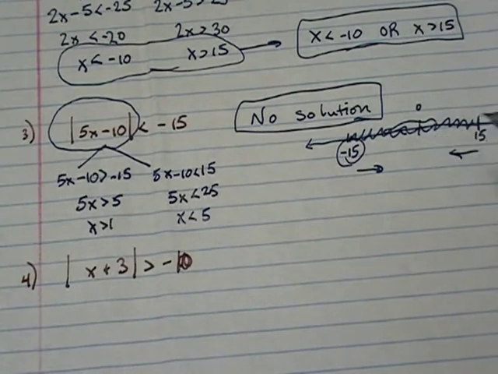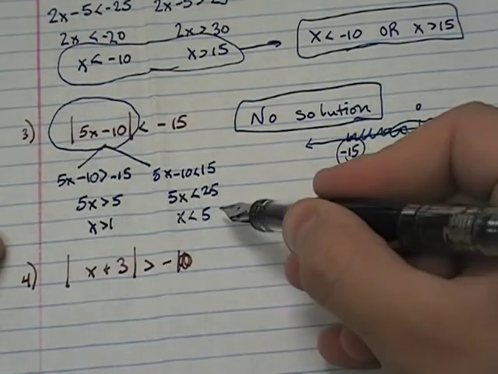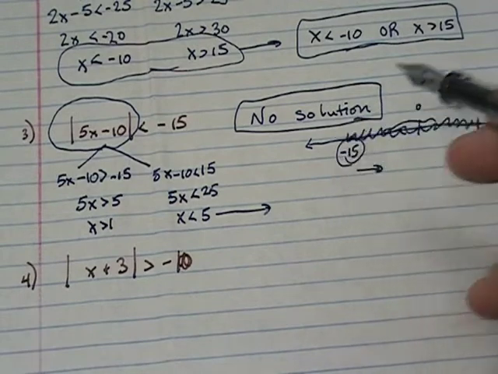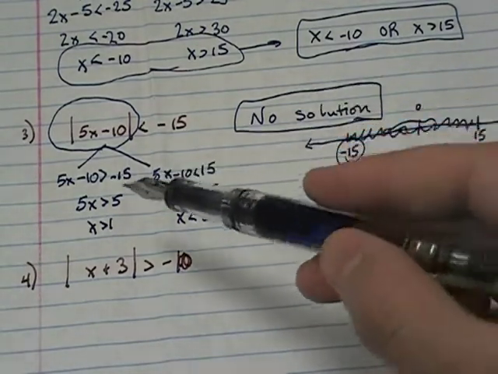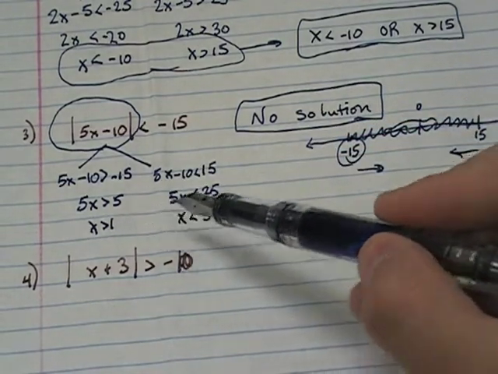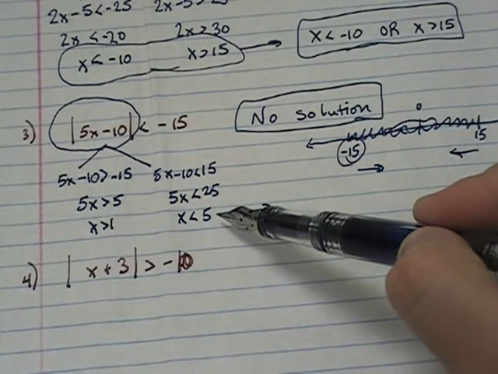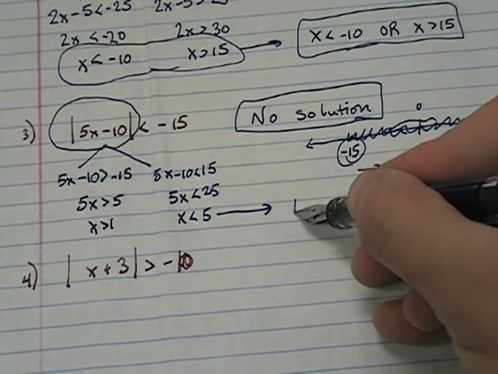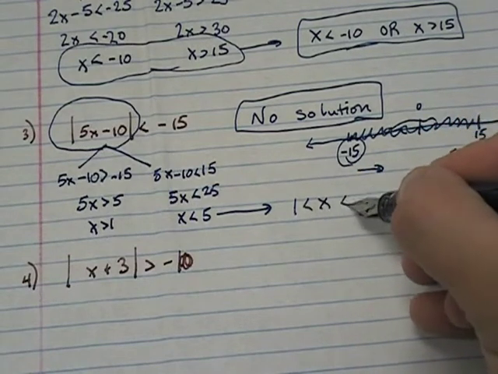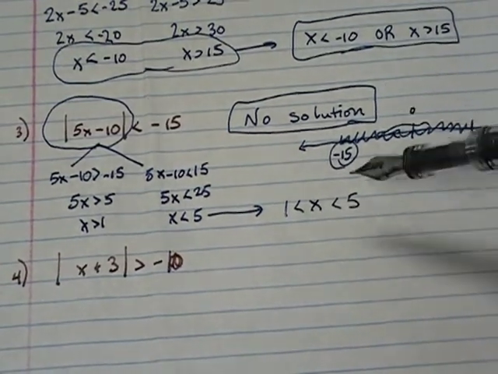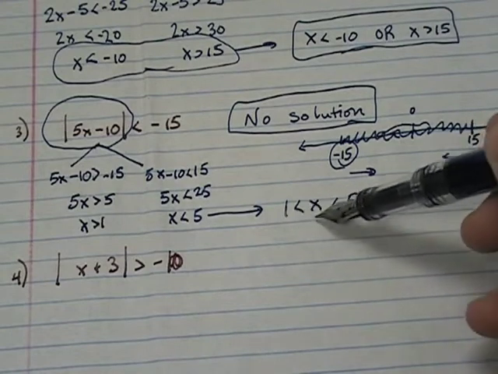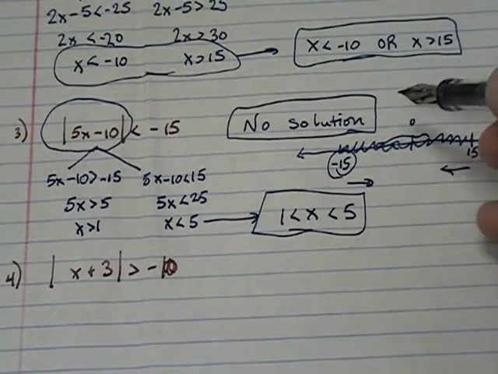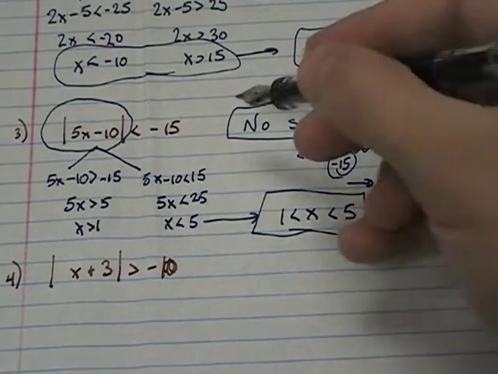We said this should be an and inequality. So we write this as an and inequality. Wait a minute, here's the problem. x has to be greater than 1 but less than 5. So x is greater than 1, x is less than 5. Okay, so we got an answer. There's our answer, isn't it? But Mr. Murphy, you said there was no solution.